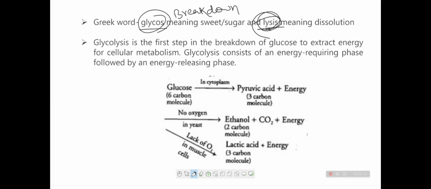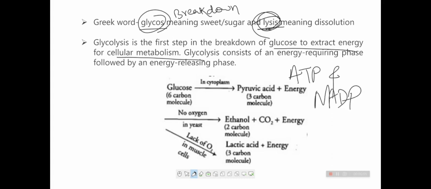So, glycolysis is the first step in the breakdown of glucose to extract energy for cellular metabolism. That energy is in the form of ATP and NADH. This is the ATP and this is the NADH. That is the form of energy.